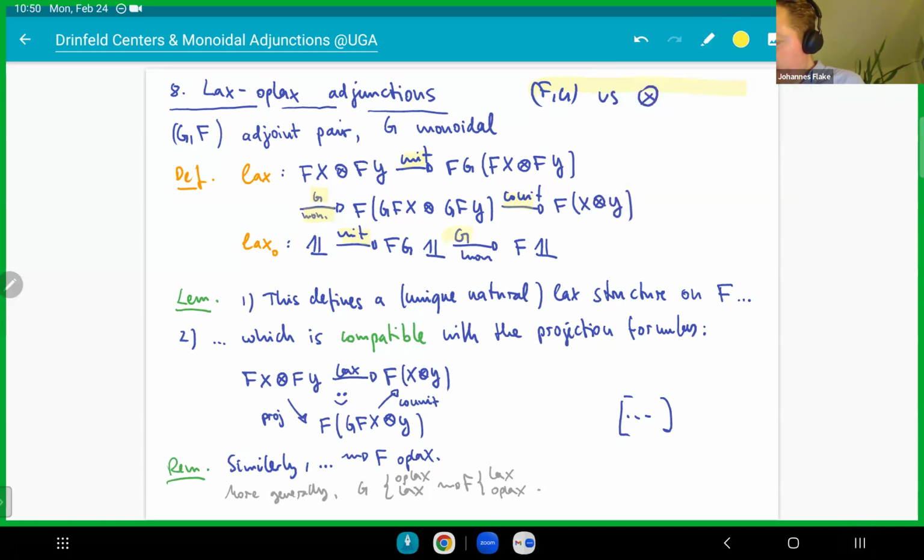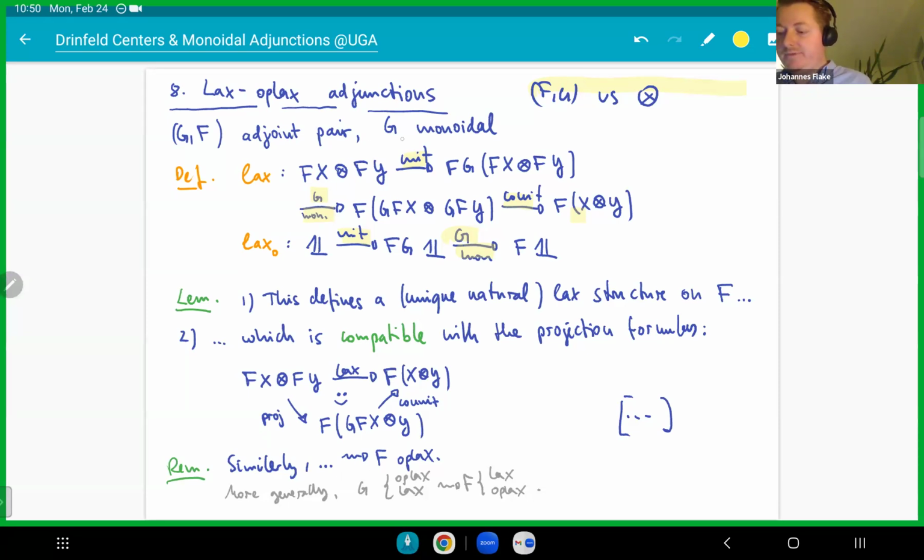There's a more general version, but we don't need this at this point. So this is almost a monoidal structure, but it's only lax. We have this transformation from FX tensor FY to F(X tensor Y), but this is not an isomorphism. It satisfies associativity, but it's not an isomorphism. There is also a notion of an oplax structure. This would be a morphism from F(X tensor Y) going the other direction to FX tensor FY, also satisfying the corresponding associativity constraints. This would be called an oplax structure, and this will also be induced.